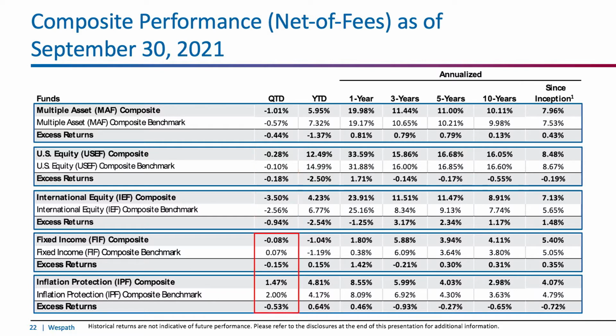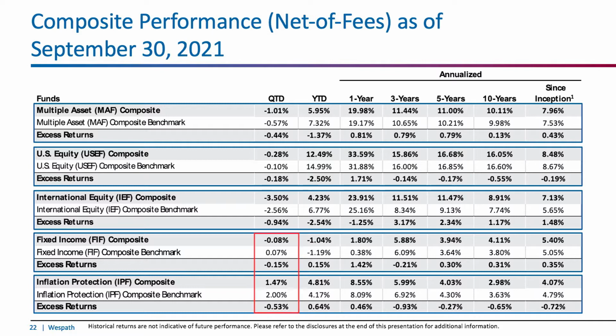Moving on to the 2 bond funds, starting with the fixed income fund composite. Looking at the chart, you can see that both the composite and the benchmark were relatively flat for the quarter. The Inflation Protection Fund composite posted positive results for the quarter, surpassing the fixed income fund, but underperformed the fund's custom benchmark by roughly 0.5% net of all fees.